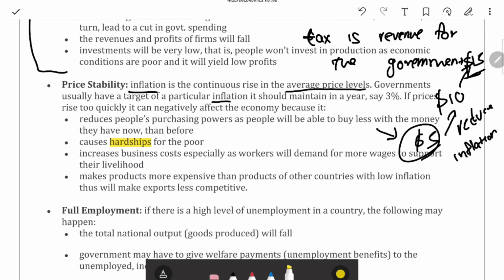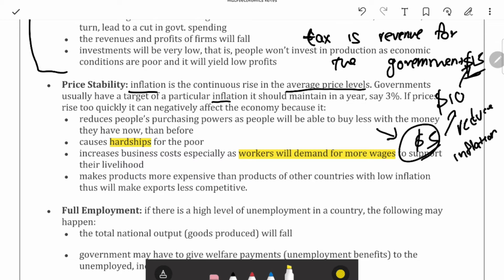If there's a negative effect, if the prices rise too quick, then there'll be hardships. If the prices rise too much, then the workers will need more wages. The workers will demand more wages because they need to support their lifestyle. Since everything is expensive, they will tell their manager, increase my salary because I cannot buy the basic necessities. So the business cost will increase. The next one is that the products will be more expensive than the products of other countries with low inflation, and this basically means the exports will be less competitive.